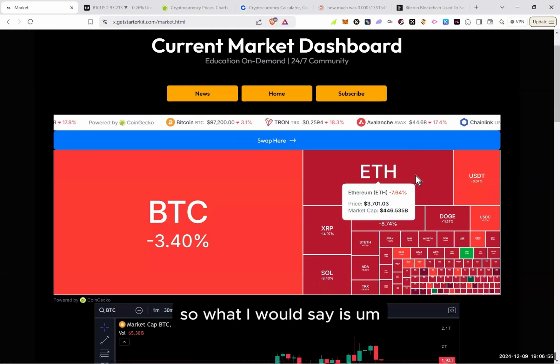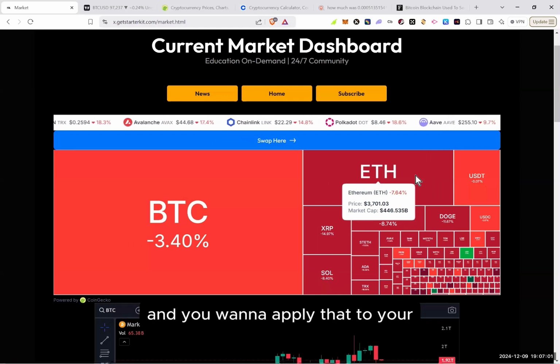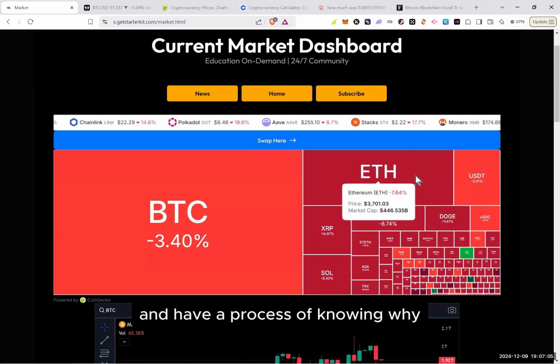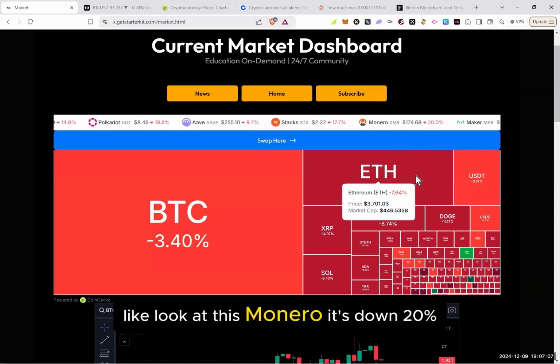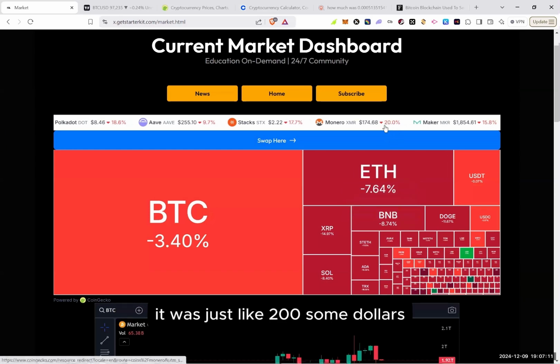So what I would say is, we take everything that we learned today and you want to apply that to your research process and have a process of knowing why. Like, look at this. Monero, it's down 20%. It was just at like 200 some dollars.